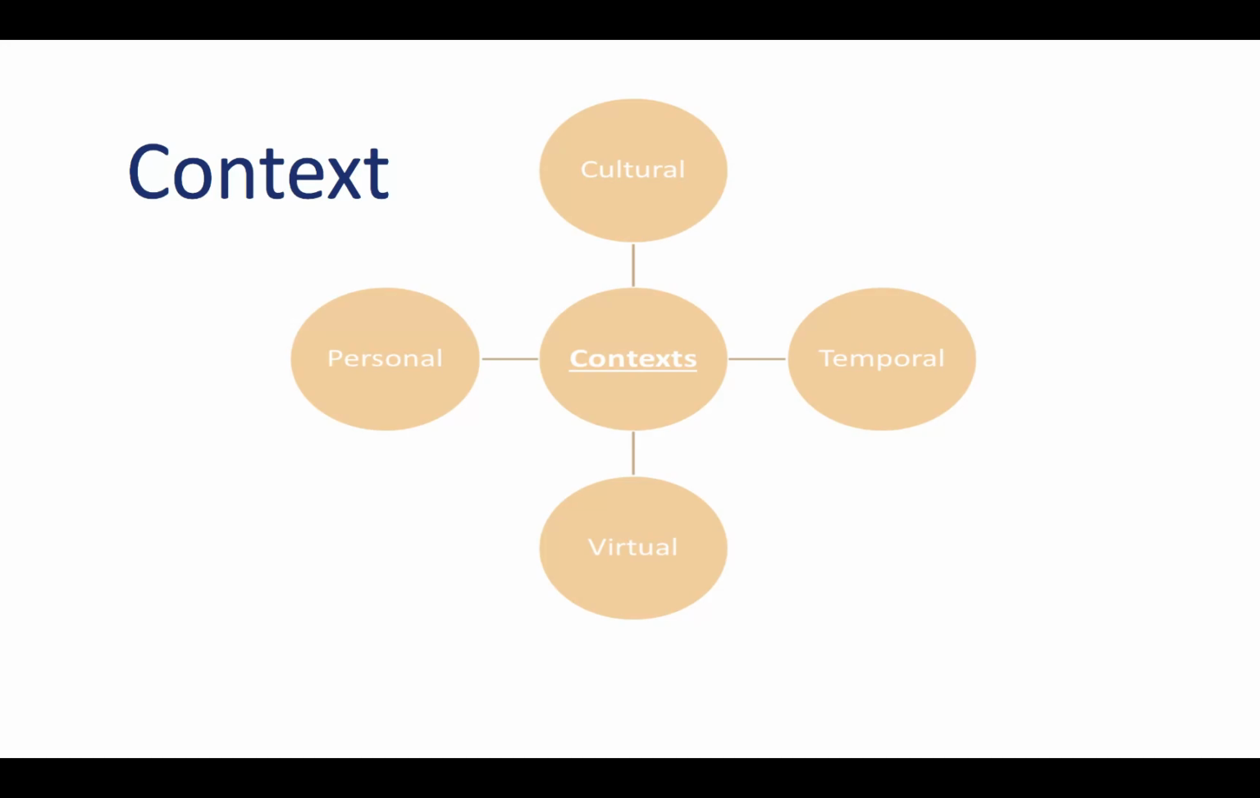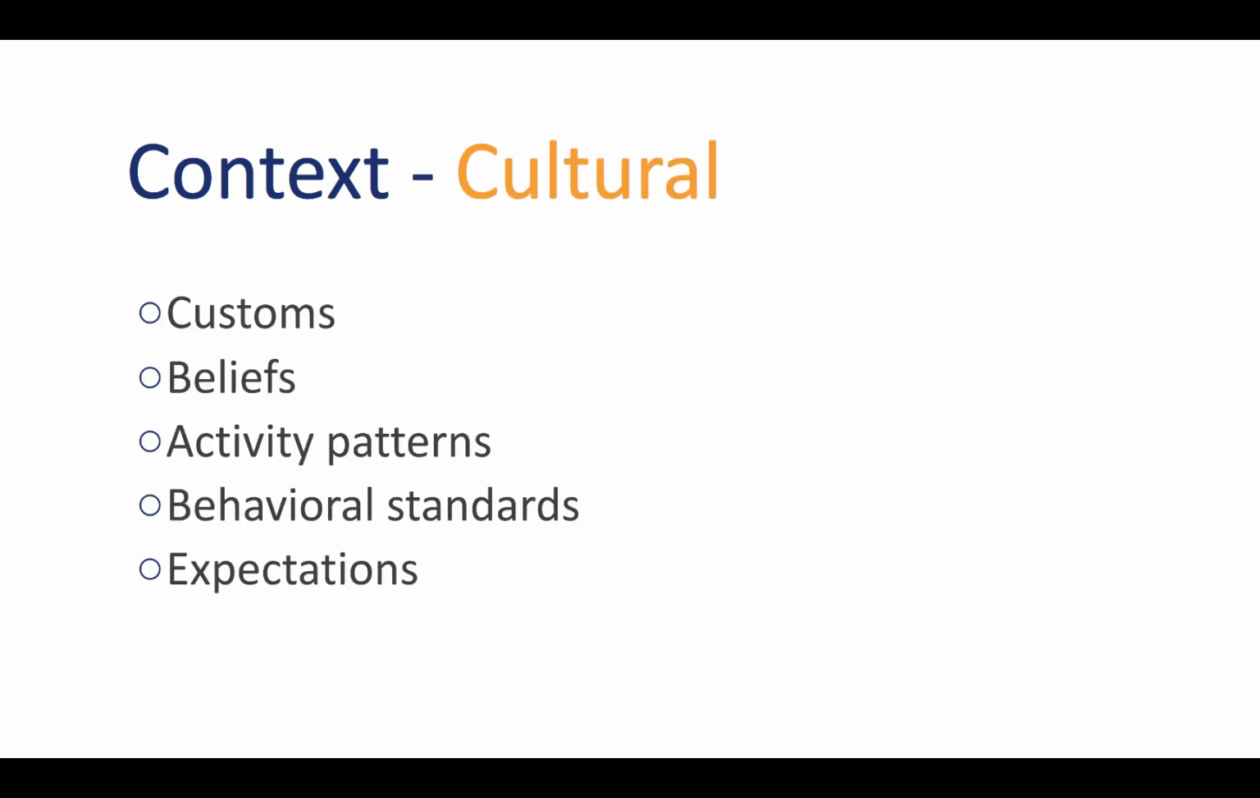Okay, let's get started. This module, we're going to be talking about context and environment. When we talk about context, it's referring to the interrelated conditions that are within and surrounding a client. It looks at 4 different areas, which are cultural, temporal, personal, and virtual. We're going to talk about each of these a little bit more in detail. When we talk about culture, these are customs, beliefs, activity patterns, and behavioral standards that are accepted by a client and by the society that a client is involved in.